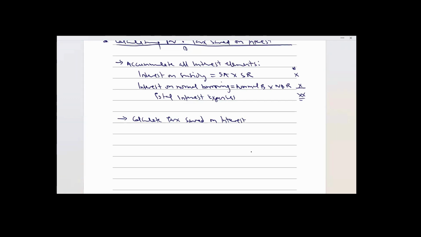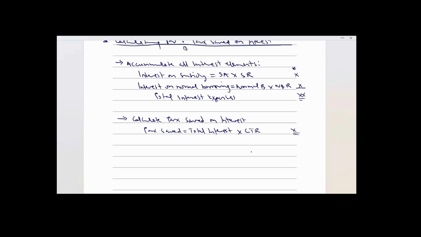So how do you do this? I would then say tax saved equal to the total interest elements multiplied by company tax rates. Whatever it is, I put it there.